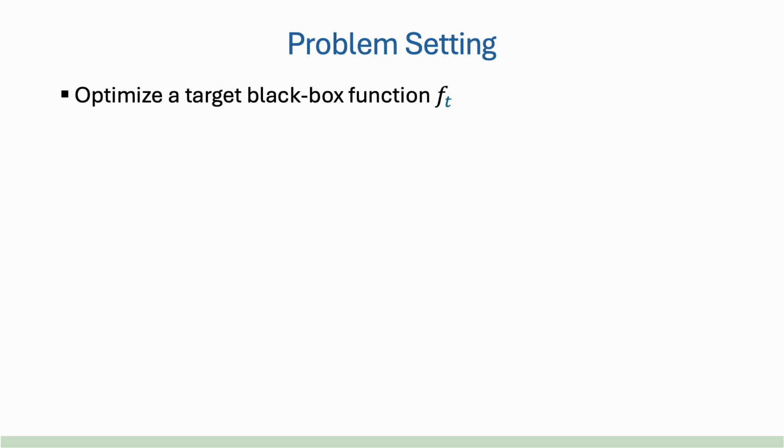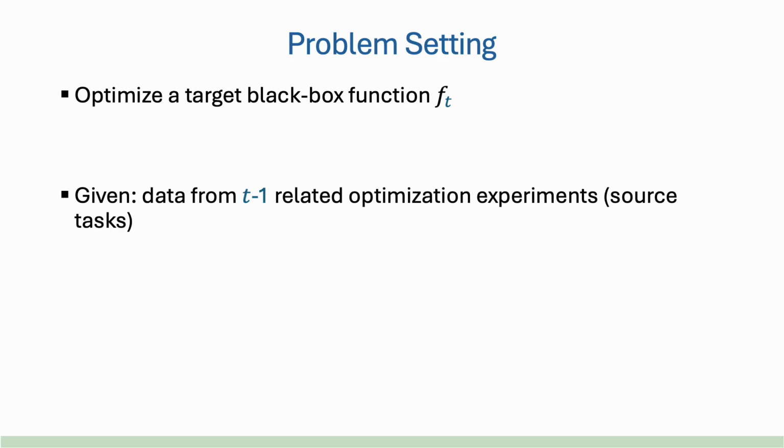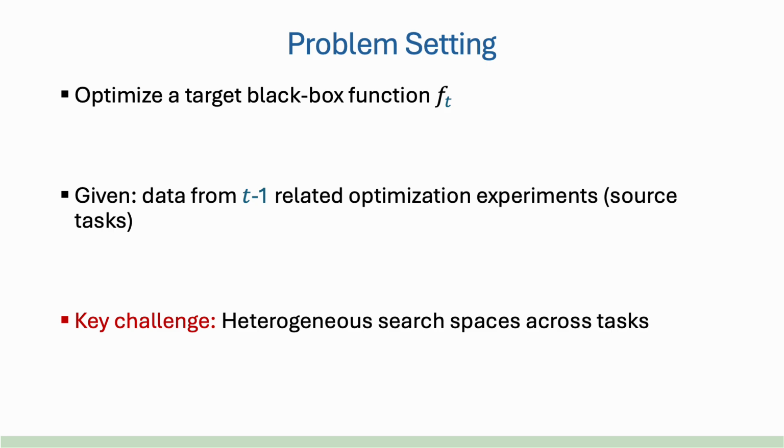Concretely, our objective is to optimize a target black box function f_t with a limited evaluation budget. And we are given data from T-1 related optimization experiments, which we refer to as source tasks. And our goal is to leverage this existing data to improve the sample efficiency of BO on the target task. And the key challenge lies in the heterogeneity of the search space across these tasks.